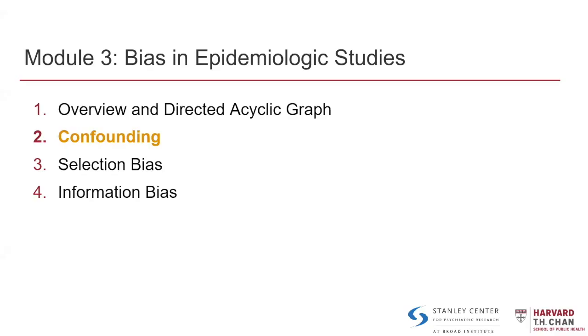Hello, everyone. This is part 2 in our bias in epidemiologic studies. So in part 1, we've talked about DAGs. In this one, we're going to talk about confounding. Part 1 was an overview and how we can use directed acyclic graphs in addressing epidemiologic questions. In some ways, this is also related to addressing confounding.